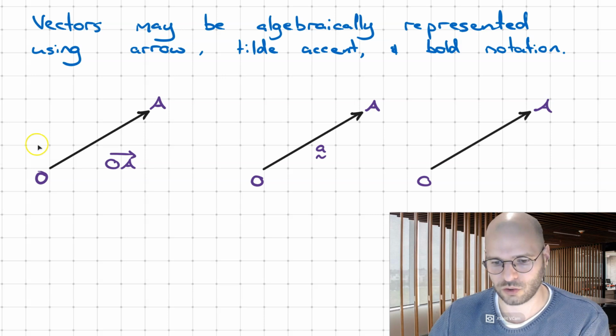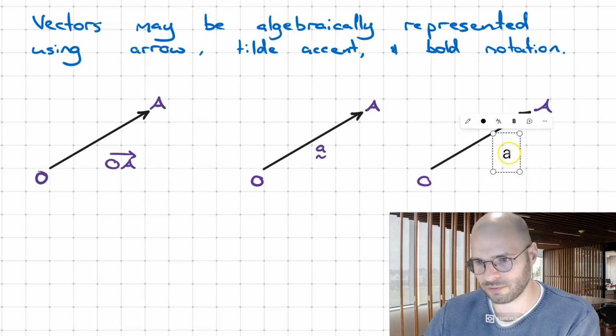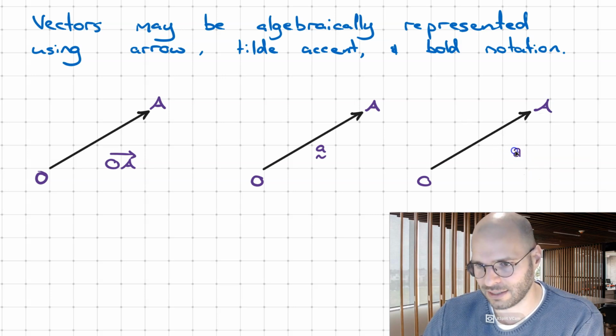The final way to do it is, I typically don't like drawing it because it's a bit hard, so I'll just type it. We have the letter A, and the letter A is emboldened, just like that. So all of these notations represent the exact same thing. So vector O to A, you can do it with the arrow notation. You can do it with just the lowercase a with the tilde accent underneath. Or you can just draw the letter A and bold it.